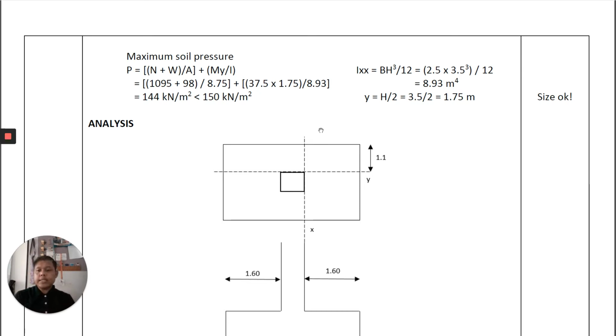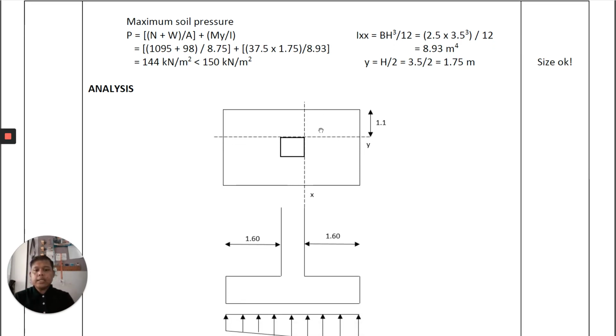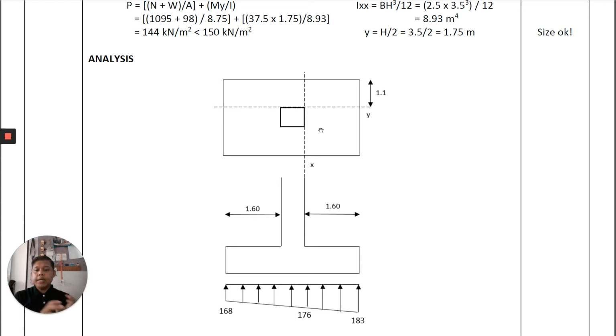The next one is the analysis. The analysis is the process to determine the moment that is acting on the column or on the footing. So the moment that we have to calculate is the moment due to the longitudinal section and also transverse section. So here is the layout for the foundation. Here are the H, here are the B.